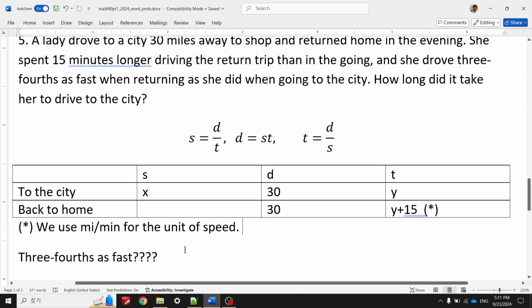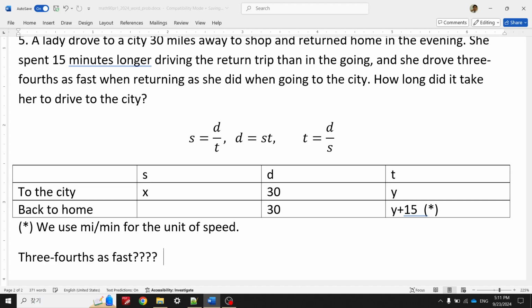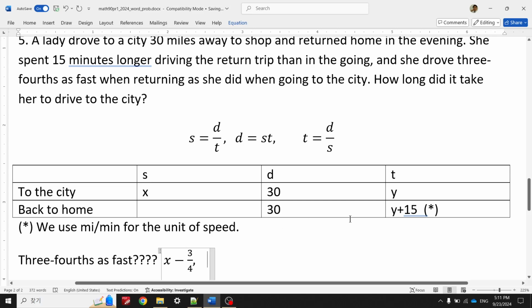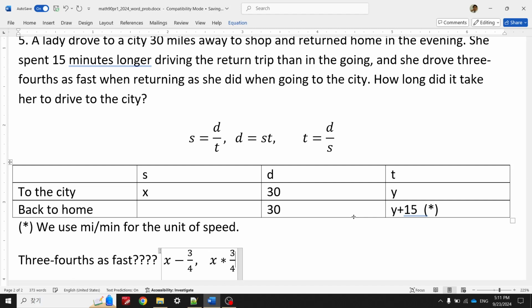Okay? All right. But now let's think about 3/4 as fast. Give me suggestions. Somebody said x minus 3/4. Okay. Any other? Yeah? x times 3/4. What else is there? You could also divide, right? x divided by 3/4.